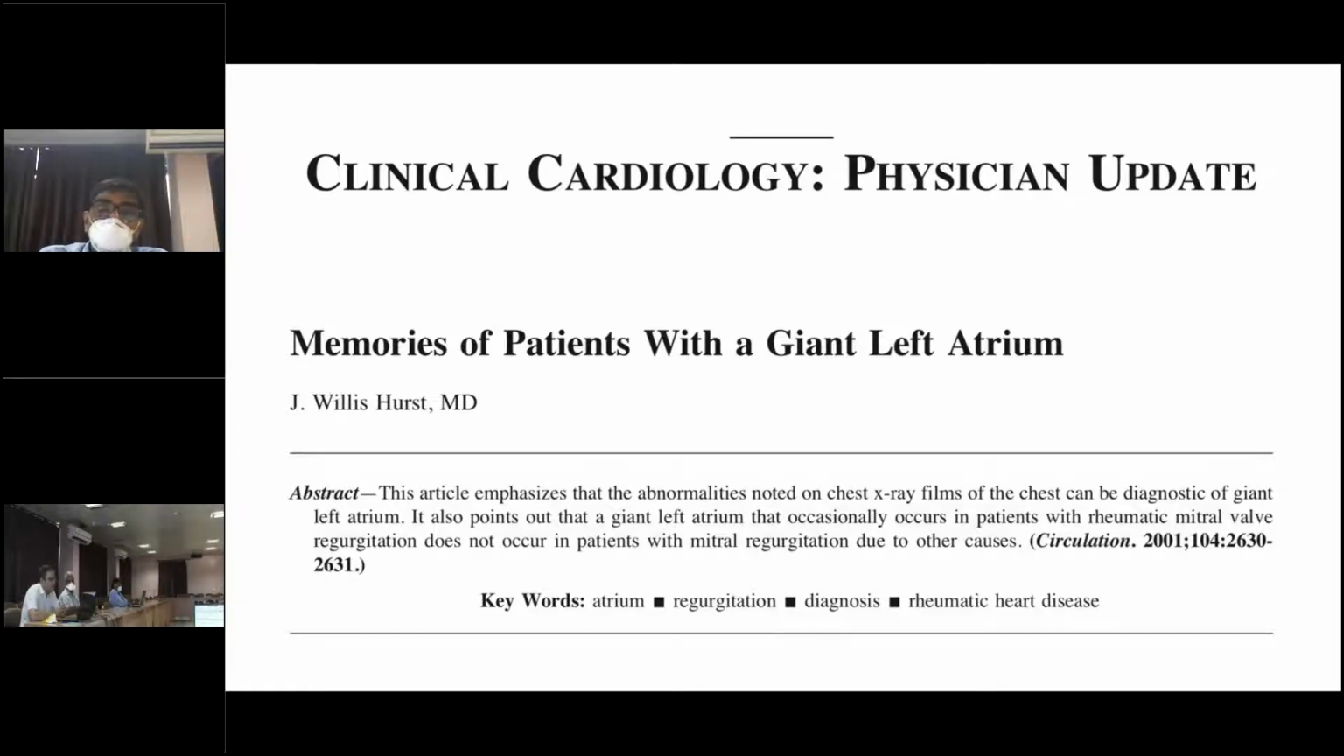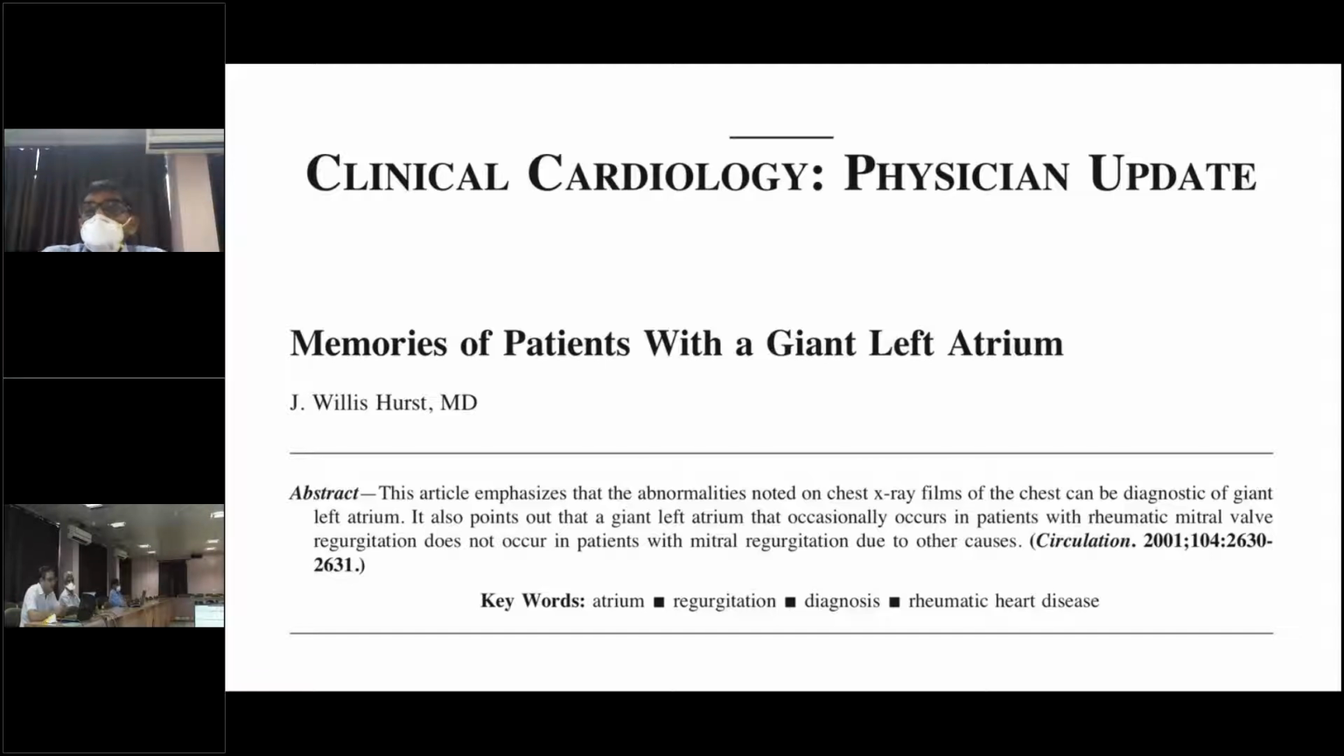is that giant left atrium usually has a very resilient and compliant left atrium, and hence in these cases the increase of pulmonary artery pressure, or rather pulmonary edema, is very infrequent. This holds true for most of the cases, but there are cases where there is an increase in pulmonary artery pressure even with giant left atrium if the disease progresses further.